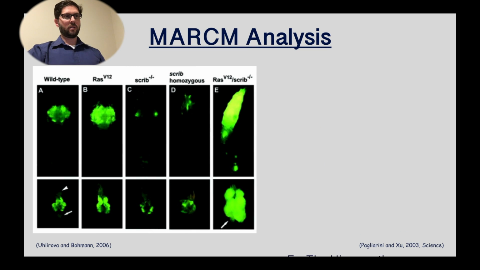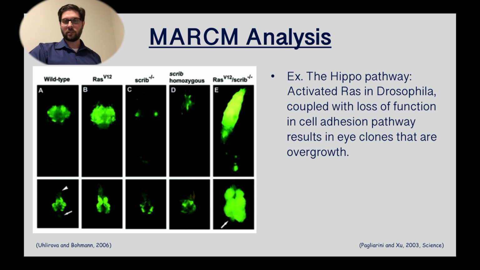So this has been, as I've mentioned, utilized extraordinarily successfully in cancer biology. Here's an example that I'm showing you where researchers have activated the oncogene RAS in Drosophila, and they've coupled this oncogenic activation of RAS with mutations in the Hippo pathway, which is a cell adhesion pathway that is highly mutated in a number of human cancers.